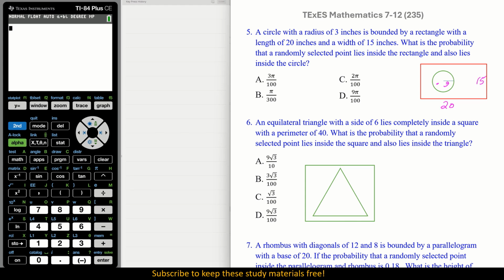Okay. We need part over total. This is basic probability. Okay. So let's set this up. We know the larger rectangle is the total. That's 20 times 15. And we know the smaller part is pi 3 squared.